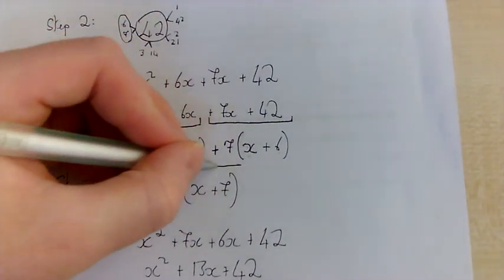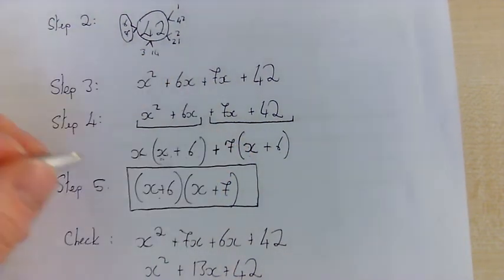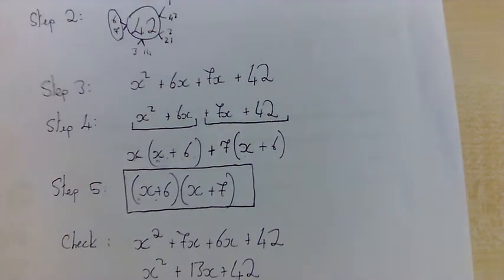So essentially factorising is the opposite of expanding. To factorise we need to put it back into brackets, and there's your solution. Let's look at one more example, a slightly more difficult one.